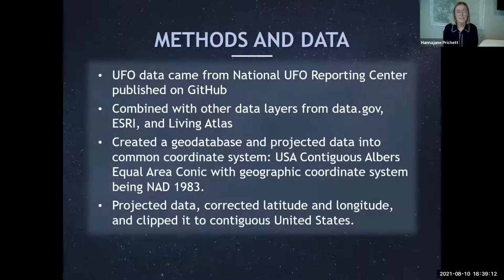The military installations data came from data.gov and the other data layers, including census data from Esri's Living Atlas. The data was projected into USA Contiguous Albers Equal Area Conic and Geographic Coordinate System, NAD 1983. The data was clipped to the contiguous US after latitude and longitude were corrected in Excel, and then I was able to start with the first analysis.